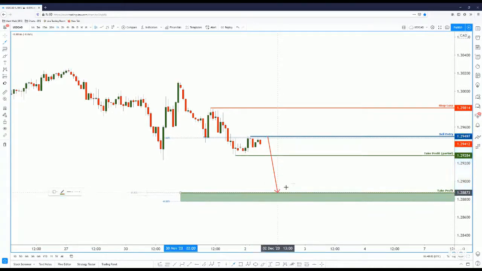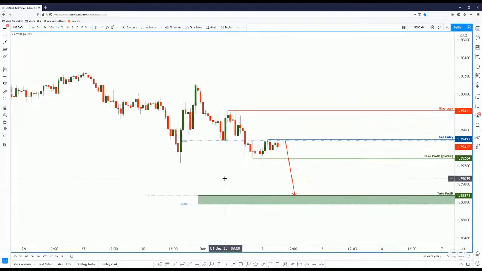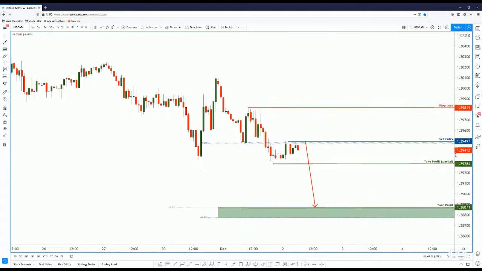However, if we are playing down to the daily take profit level, our daily take profit, then the risk reward trade becomes a lot nicer. At least 1:2, and we have a partial take profit here.